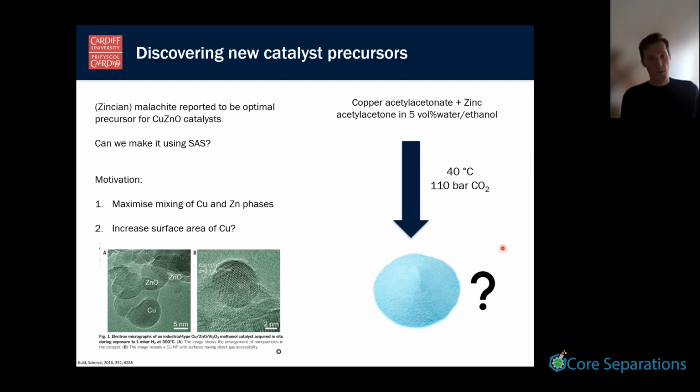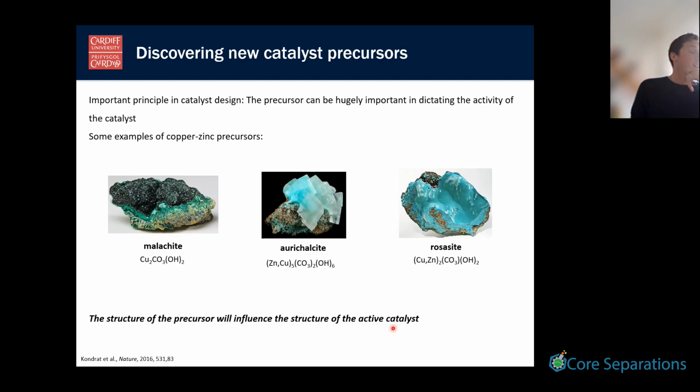And so we'd obviously made something unusual, and we sort of reached for the mineralogy literature to try and understand what this could be. So as I said, malachite, very common, characterized by this kind of green color. There are, of course, lots of different copper and copper zinc containing minerals out there. A couple of examples are aurichalcite and rosasite. And so we decided to try and characterize our unknown material to better understand it.